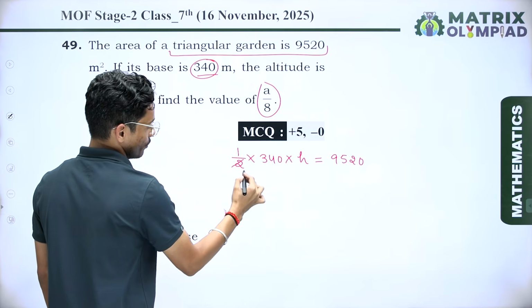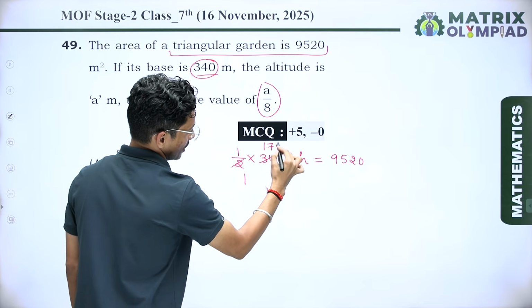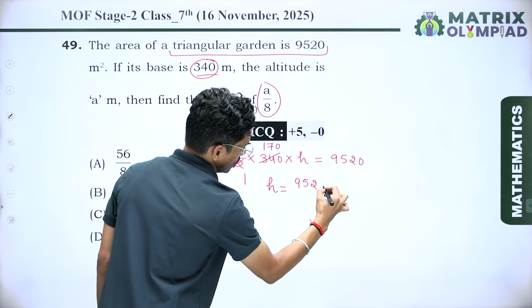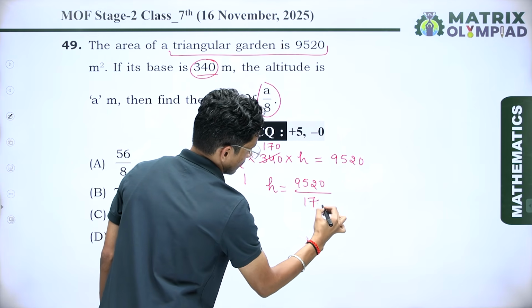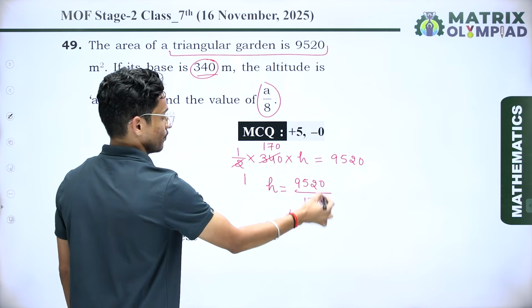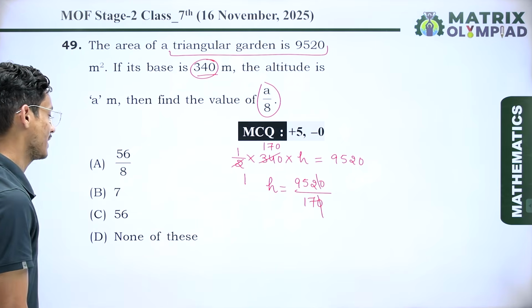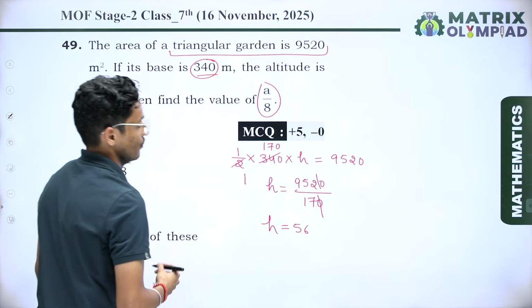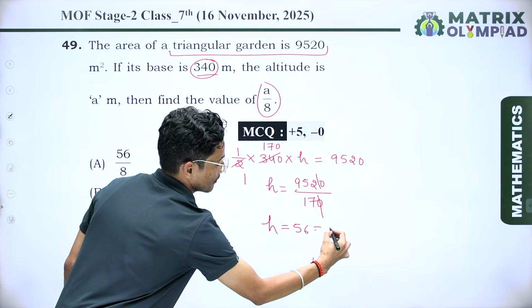So when we simplify 202, here we get 170. So the height, altitude we get, that is 9520 divided by this one. So 0 to 0 cancel out. So here we can say that the height here we get, that is 56, which is A.